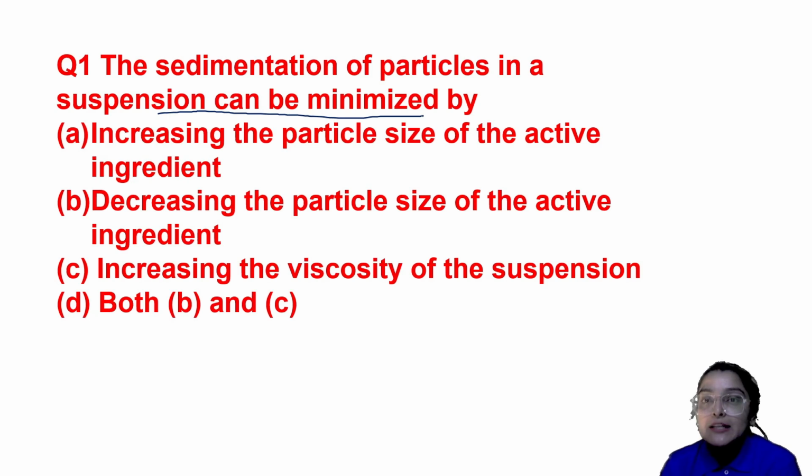So the sedimentation of the particles in a suspension can be minimized by, actually I have told you, if you increase the particle size, what will happen? The stability will reduce. So this is not your right option. The correct options will be B and C, by reducing the particle size of your active ingredient, or by increasing your viscosity. Alright students, I hope you got the answer.